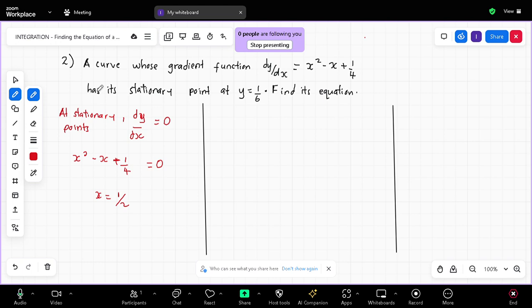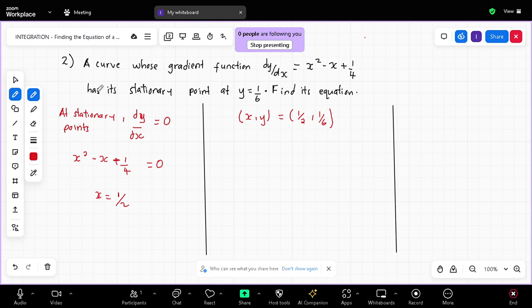Now, at the stationary point, the value of y was equal to 1/6. So it means that the coordinates of the stationary point are in the form x, comma, y. So this is equal to a half, comma, a sixth. So this is the coordinates of the stationary point.